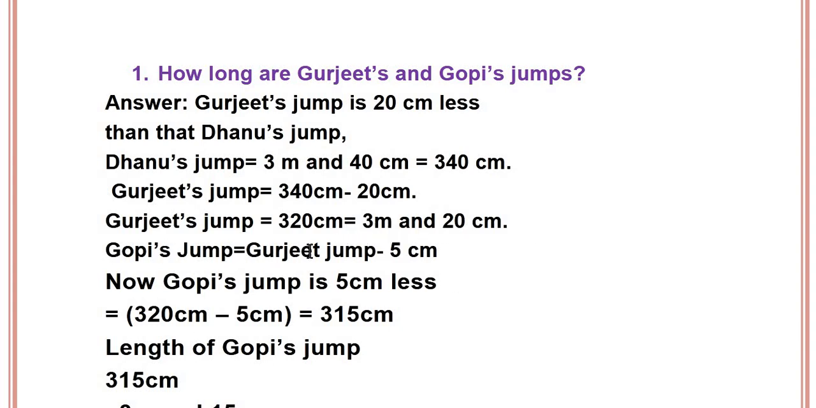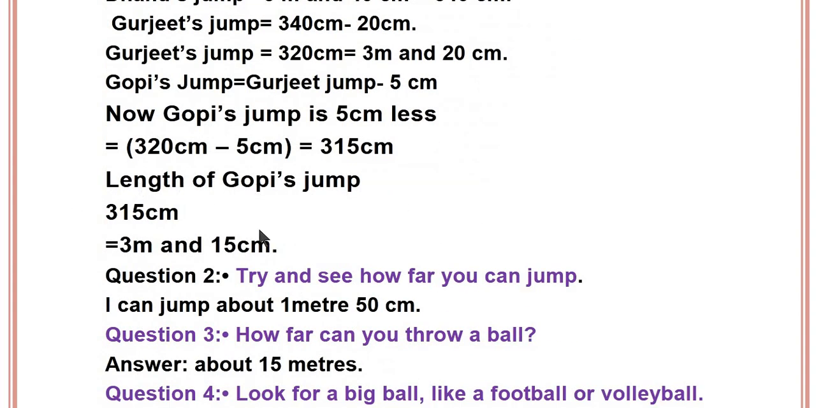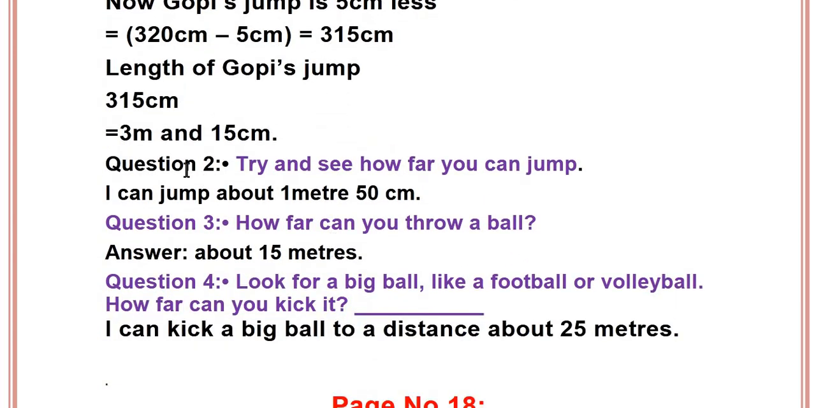Gopi's jump is Gurjit's jump minus 5 centimeter. So now Gopi's jump is 5 centimeter less. So 320 centimeter minus 5 centimeter is equal to 315 centimeter. So length of Gopi's jump is equal to 315 centimeter, otherwise 3 meter and 15 centimeter. Both are correct answers. Question number 2.